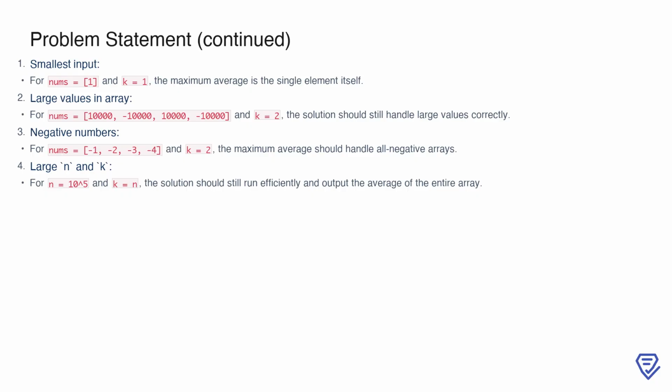For arrays with all negative numbers, like -1, -2, -3, -4, and k equals 2, the maximum average would still be the least negative average. Lastly, when both n and k are very large, such as when n equals 100,000 and k equals n, the solution needs to be efficient enough to process the entire array and compute the average of all its elements. These edge cases emphasize the importance of both correctness and performance in the solution.